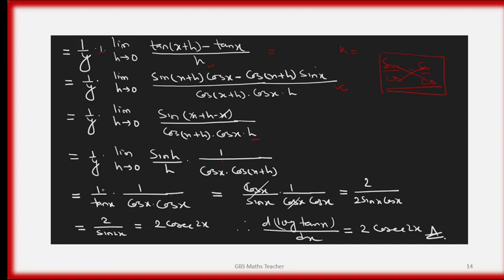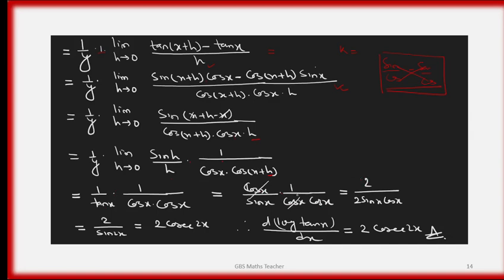So 1 by y is supposed to be 1 by tan x, times the limit h tends to 0 of sine h by h, which is 1, and the product stays the same. With h tending to 0, cos of x plus h becomes cos x, so we obtain cos x times cos x. Then tan x is sine x by cos x, so cos x goes up: cos x by sine x times 1 by cos x times cos x, and these cancel.